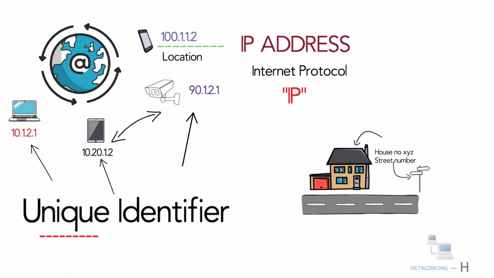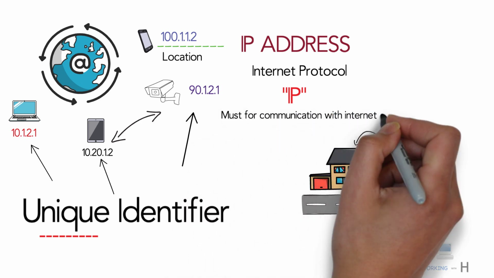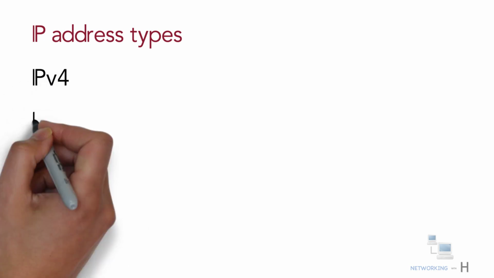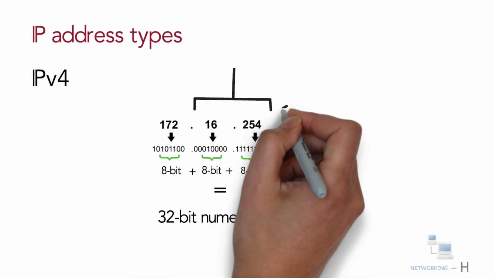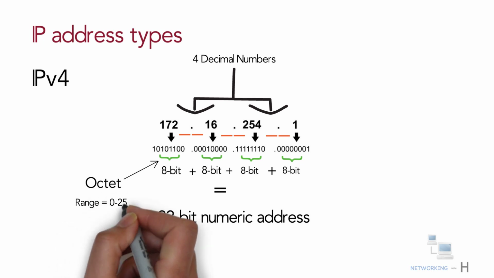If you want to send an email, stream a video online, or receive a document, your device must have an IP address. Without this, the device cannot effectively communicate with or be located by other devices on the internet. There are two primary types of IP address formats used today, IPv4 and IPv6. IPv4 is a 32-bit numeric address written as 4 decimal numbers. These numbers are separated by periods, and each group of numbers separated by periods is called an octet. The number range in each octet is 0 to 255.